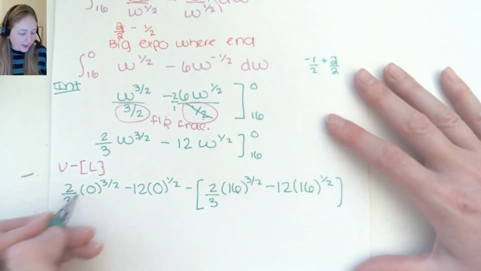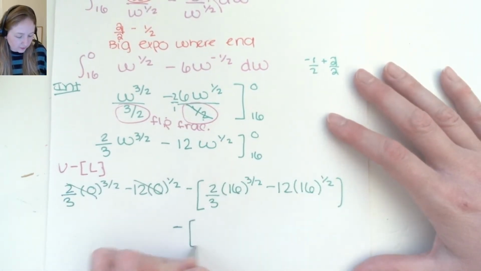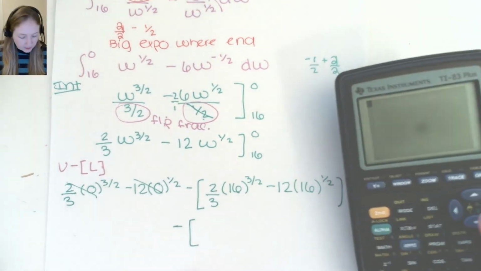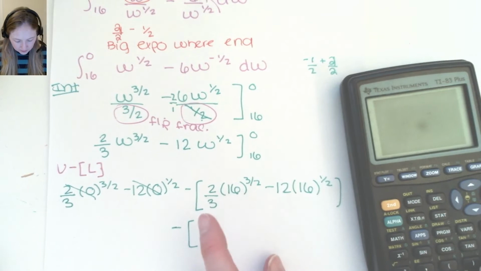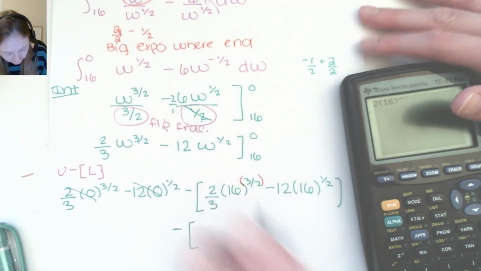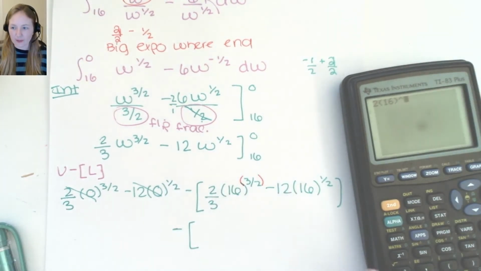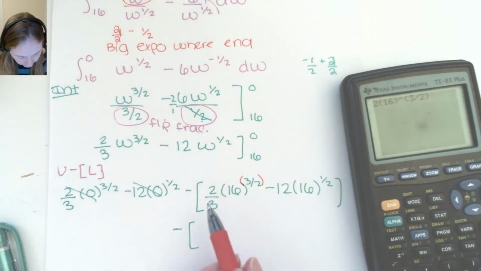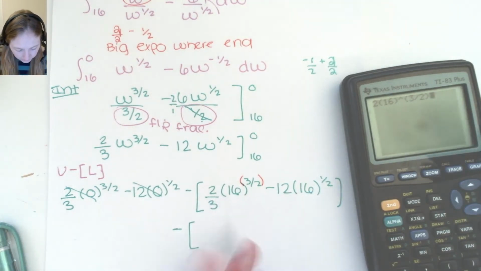Okay, now you can convert this into radical notation, and that would allow you to do this with mental math. But if you are not doing that, what you would do is you would take 2, 16, and again, I just cannot emphasize this enough. You want to put parentheses around the 3/2 because all of that needs to be raised to the exponent. So we have 2, 16, caret, parentheses, 3/2.